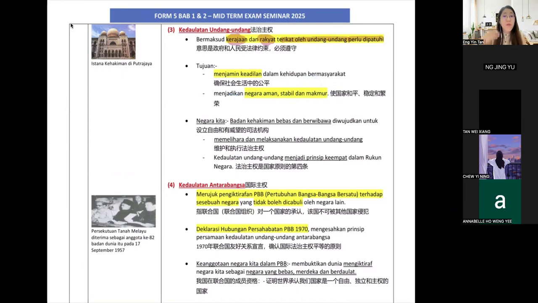So you can further elaborate by saying, contoh, our country starts to have what? Negara kita, we have Badan Kehakiman, right? The judiciary department. Okay? This is the department that protects, defends the law and executes the law. And therefore, in our country, you can see that we very much focus on kedaulatan undang-undang because it acts as our prinsip keempat dalam rukun negara.